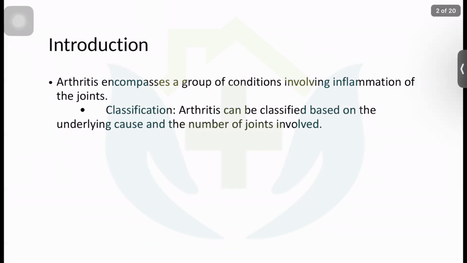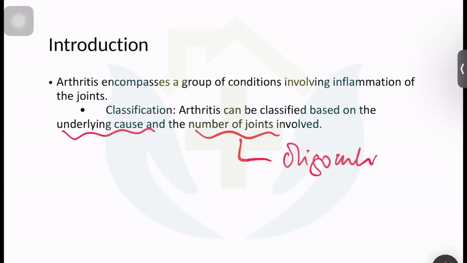The chapter of gout and pseudogout cannot be complete without the classification of arthritis. Arthritis is where there is inflammation of joints. It can be classified on the number of joints and underlying cause. So that means monoarthritis, oligoarthritis, and polyarthritis.